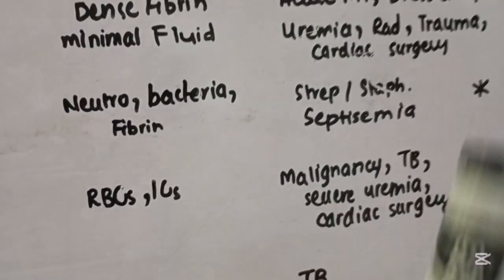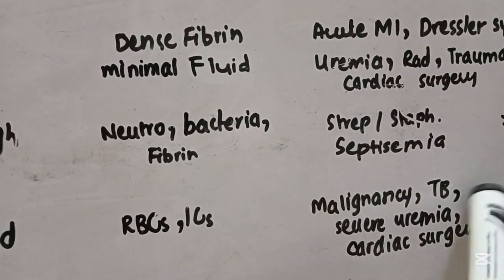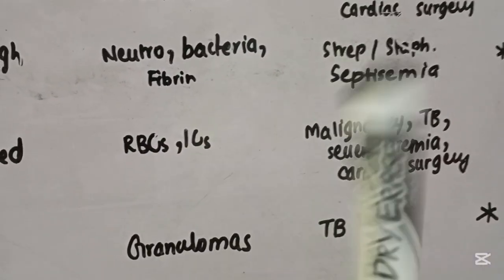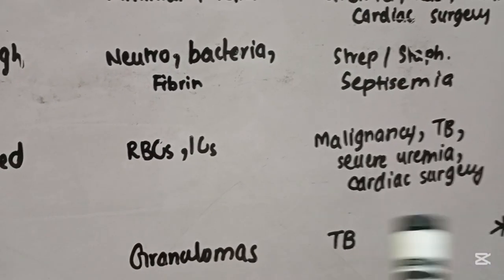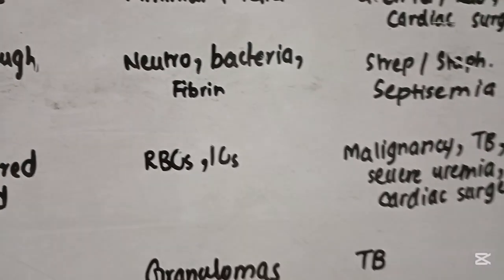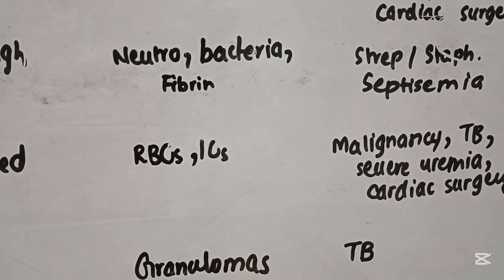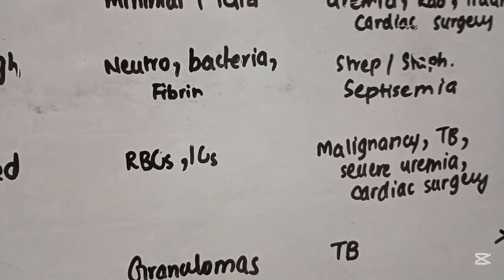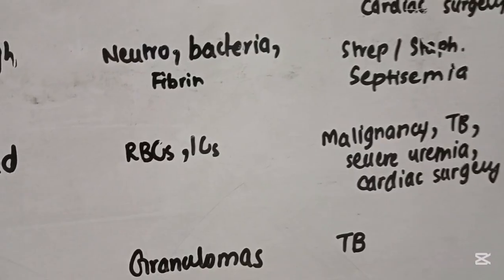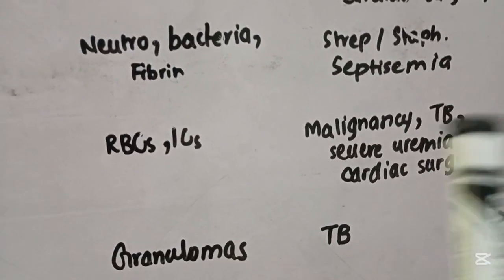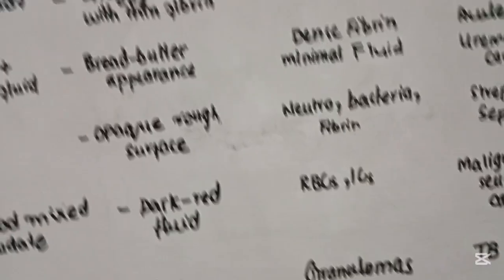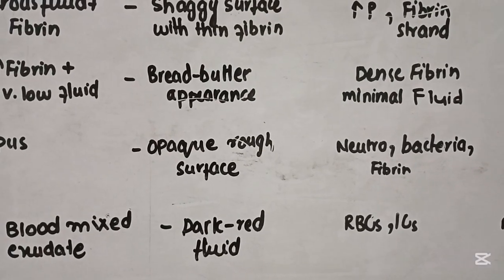In the suppurative type, we have pus-forming bacteria, including streptococcus and staphylococcus, and septicemia can be a cause. If I move further down, in hemorrhagic type, malignancies like breast CA, uterine CA, and ovarian CA are the most common causes of hemorrhagic pericarditis. TB can also cause hemorrhagic pericarditis, and TB is also the cause of caseous necrosis. And then we have severe uremia and cardiac surgery.